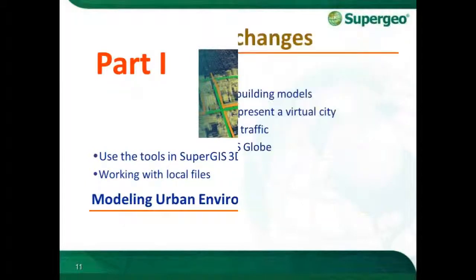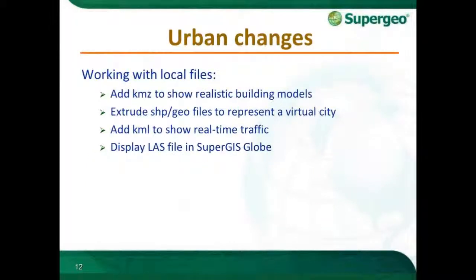So, in part 1, the urban environments are most concerned by the citizens, and when disaster takes place in the urban area, it usually causes serious losses. So SuperGIS 3D Server has the ability to help you display a 3D virtual city. And in this demo, I will show you how to do that with the product. And I will mainly use the SuperGIS 3D Server to demonstrate. Also, I will show you another product that is called a 3D desktop application, the SuperGIS Globe.